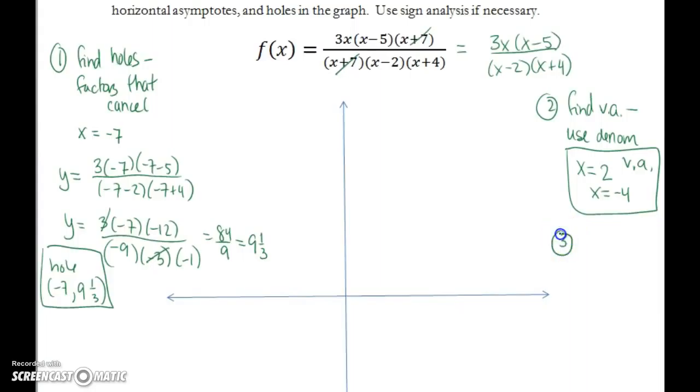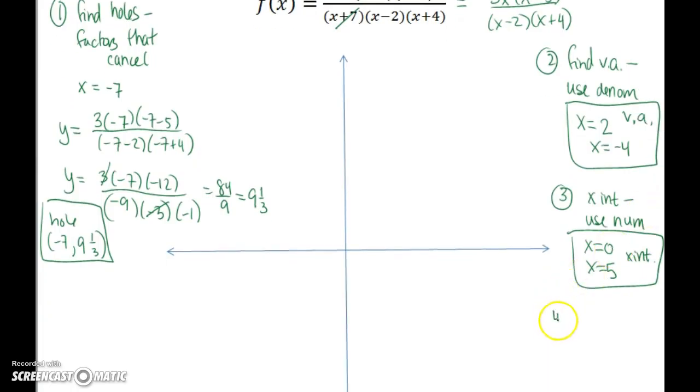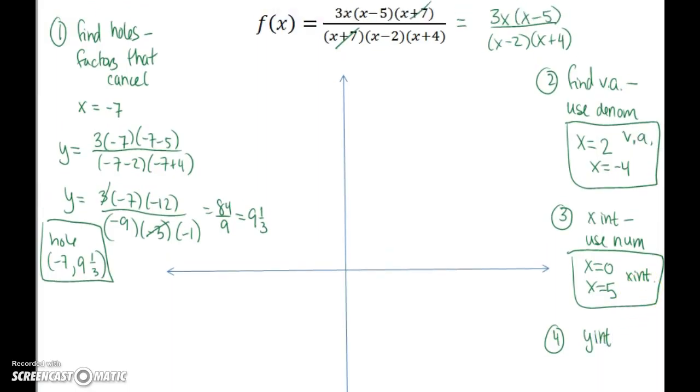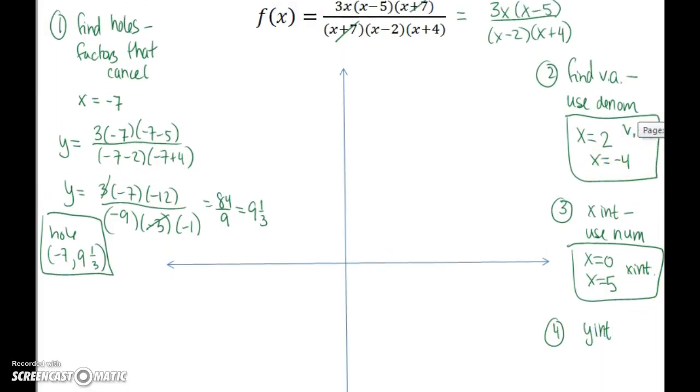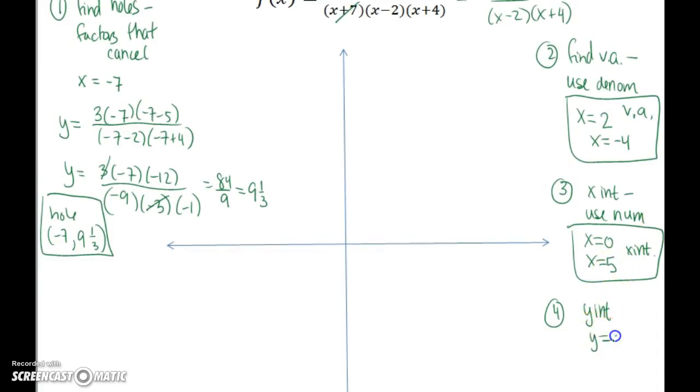Next, and it doesn't have to be in this order, we can find our x-intercepts. And for the x-intercepts, we're going to use the numerator. So factors in the numerator that don't cancel are the 3x and the x minus 5. 3x gives us x equals 0. The x minus 5 gives us x equals 5. So that is where our x-intercepts are. We want to find our y-intercept. You want to plug in 0 for x. And when you plug in 0 for x, we get y equals 0.